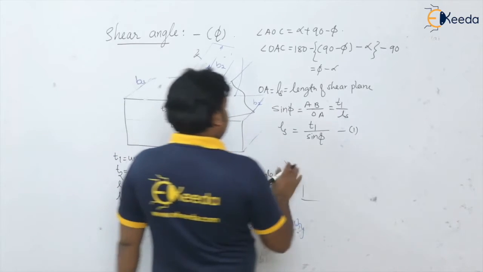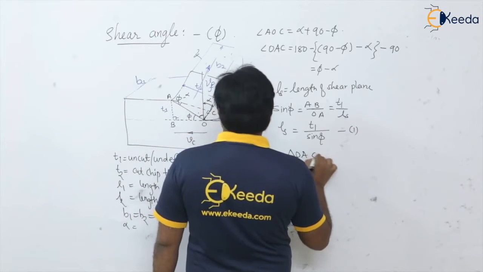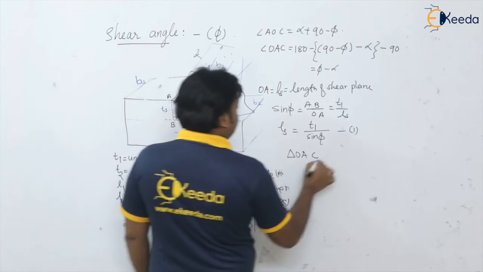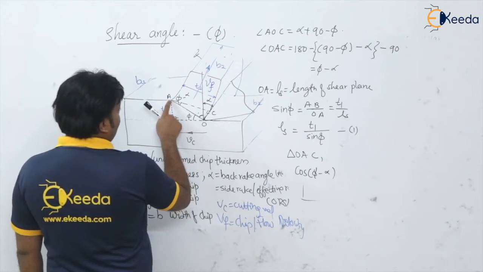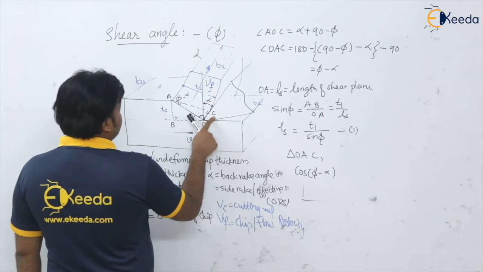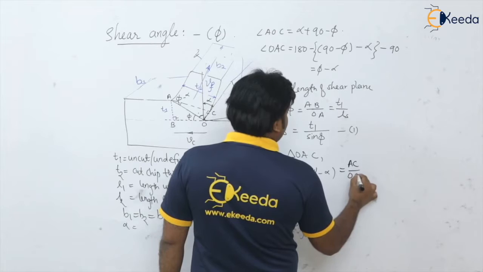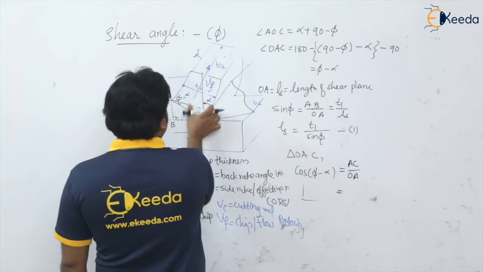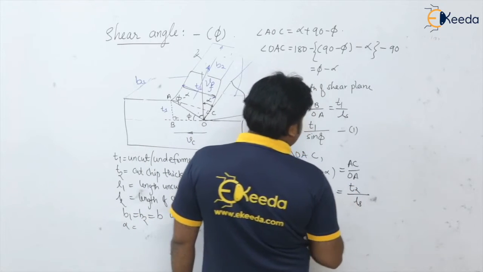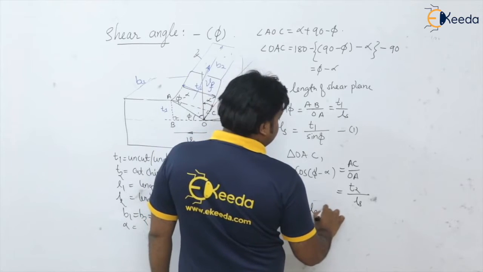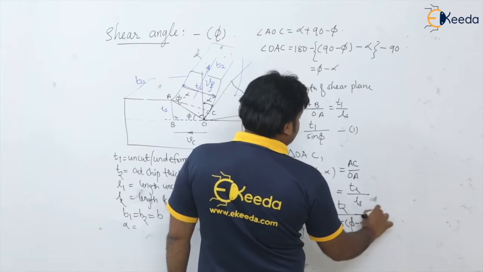Okay, and in triangle OAC, what is cos of angle phi minus alpha? Cos of phi minus alpha is equal to AC divided by OA. Now what is AC actually? This is nothing but the cut chip thickness, that is T2, divided by OA, which is LS. So here you can write, LS is equal to T2 divided by cos of phi minus alpha. Say this is equation number 2.